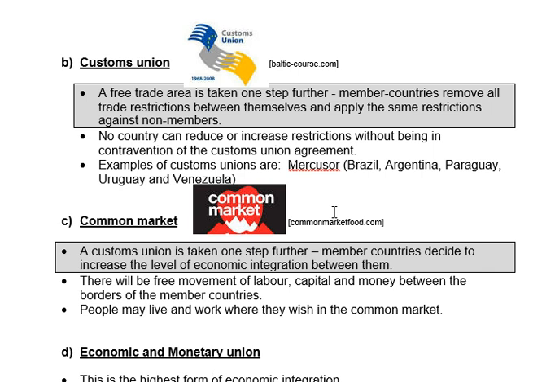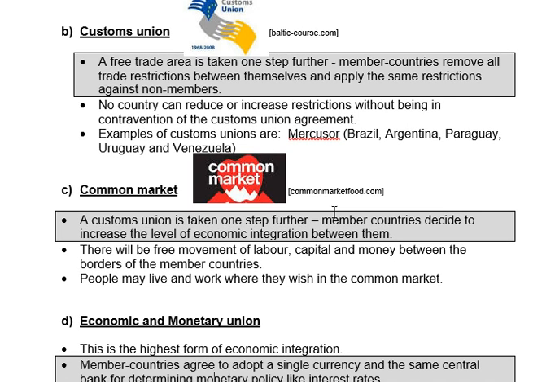If we decide we're going to do a customs duty, all member countries have to use a customs duty when we trade with non-members. All right, examples of a customs union are Mercosur. Okay, that's Brazil, Argentina, Paraguay, Uruguay, and Venezuela. You can add in here the Southern African Customs Union, SACU. Okay, that is also one that we are going to look at in the next lesson. And if you remember one, you remember SACU. S-A-C-U, Southern African Customs Union.